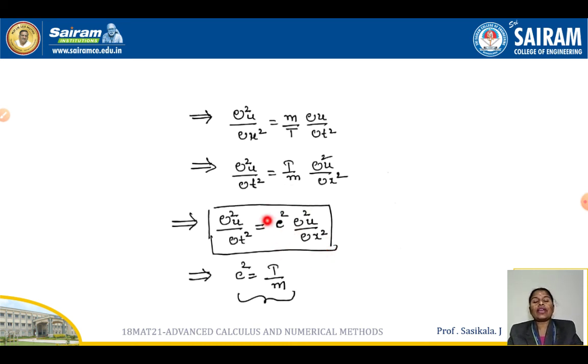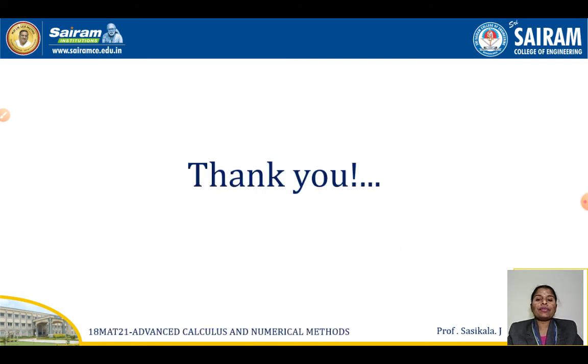In both the heat and wave equations, the constant is considered as c squared, because when you go for the solutions, having the constant term as a square makes it easy to get your solutions. Now c squared is T by m. So this equation, dou squared u by dou t squared equal to c squared into dou squared u by dou x squared, is called the one-dimensional wave equation. Okay. Thank you.